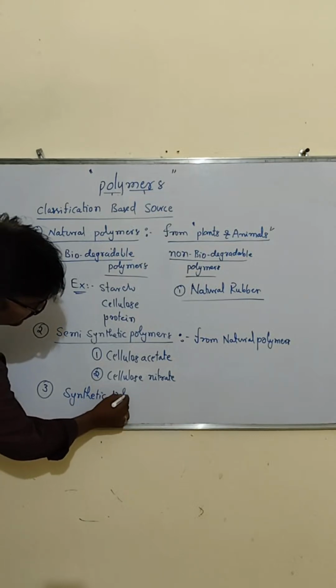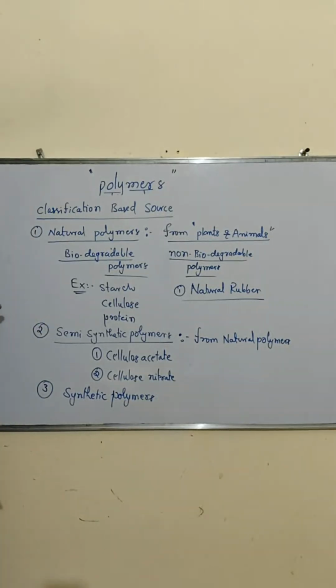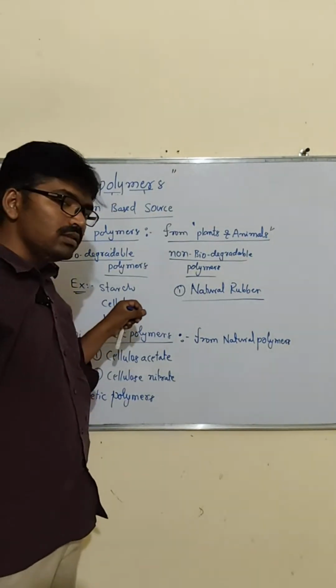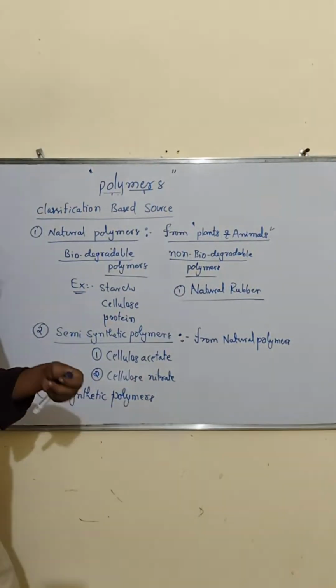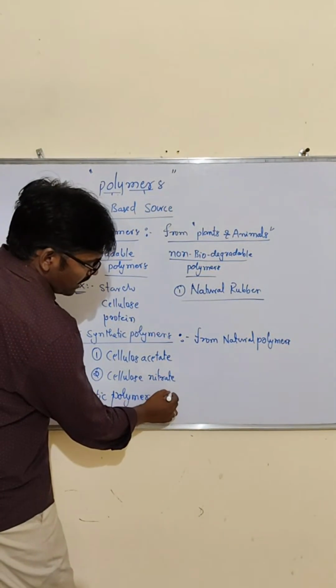So synthetic polymers, these are the man-made polymers. These are synthesized in industries. So that we call polymer industries. That we call man-made polymers.